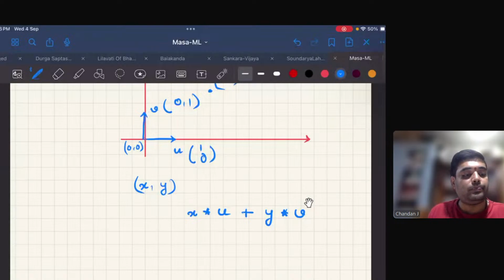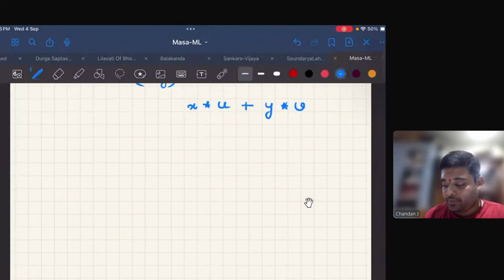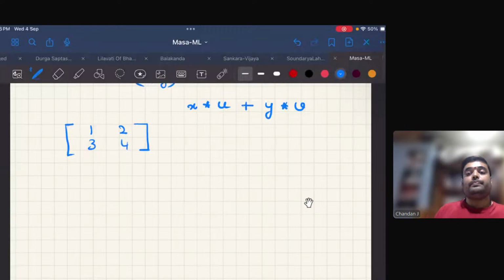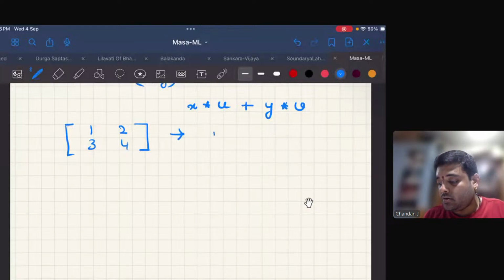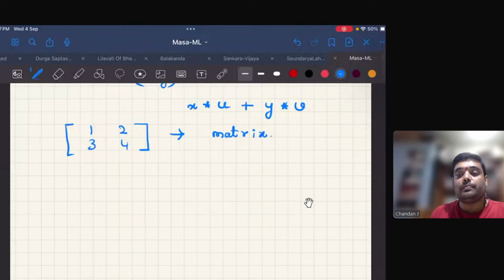Now, let me revise some of the basics that you might be knowing. Can you understand what you mean by this? This is basically called a matrix. Now, what is the significance of the whole equation, x u plus y v? I'll come to it. Let me complete the whole story.